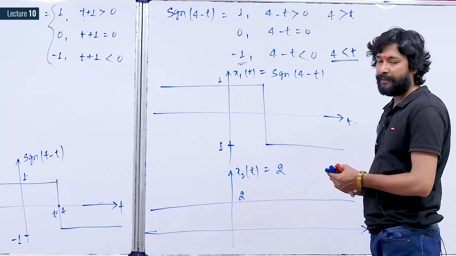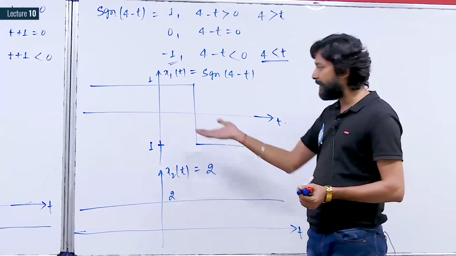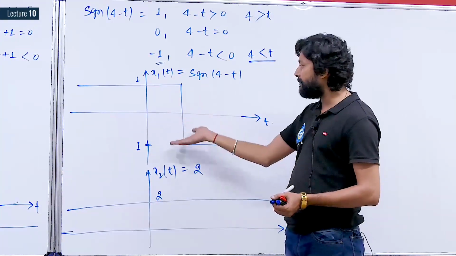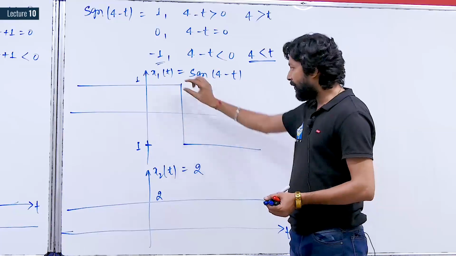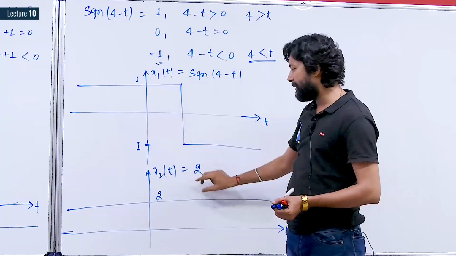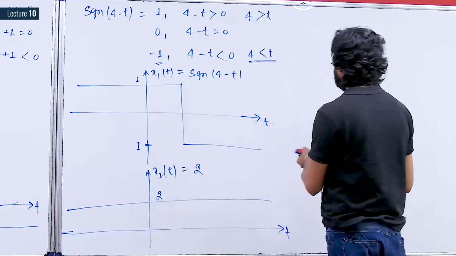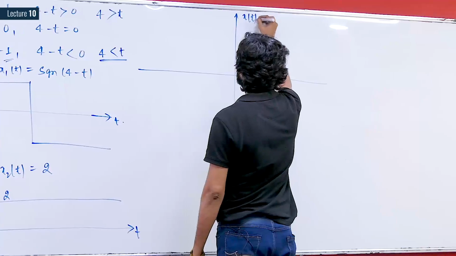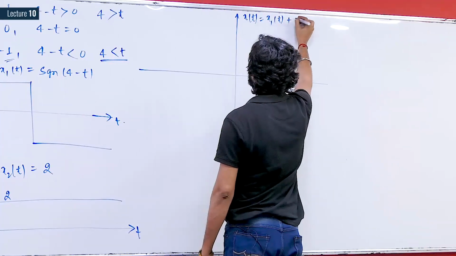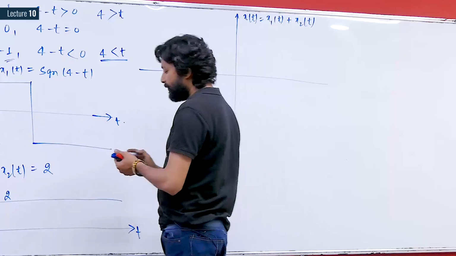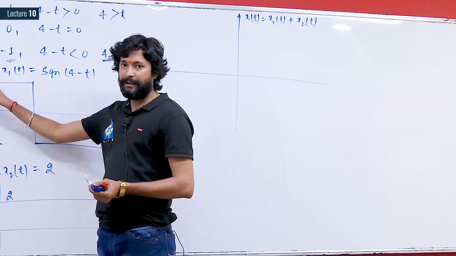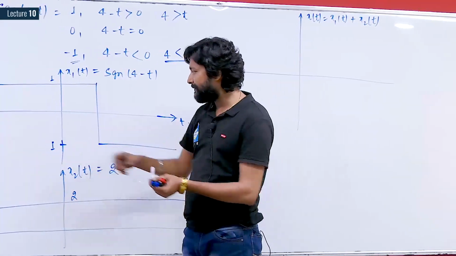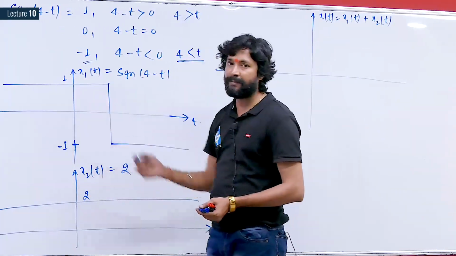So if you add a constant, you are just going to shift this signal either up or downside. If the constant is positive, the signal will have a positive shift. Therefore all these values will get enhanced by amplitude 2. So you can now plot this signal x of t, that is x1 of t plus x2 of t. Wherever the value was 1, it will get added with 2, so 1 plus 2 is 3, and where the value is minus 1, minus 1 plus 2 is plus 1.